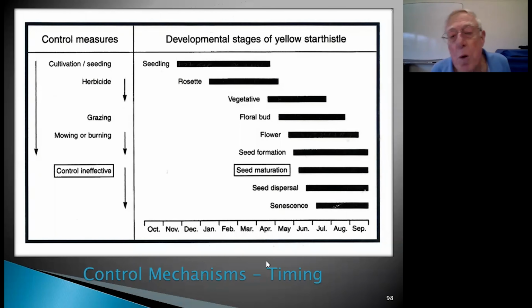So this then is a slide. The right-hand one you've already seen. It's development stages. The left-hand one shows you, and usually I give this as a handout also, the control measures when they're most effectively used. For example, cultivation, seeding, herbicides are effective in the seedling and the rosette stages and on into the early vegetative, grazing at floral bud, mowing and burning at floral bud, and more in the flower stage. And then once the seed is formed, nothing is really very effective. And certainly once the seed is mature, there are no really effective control mechanisms.